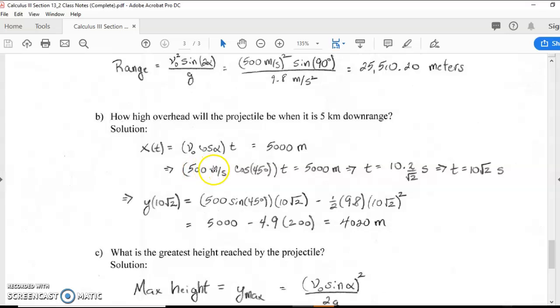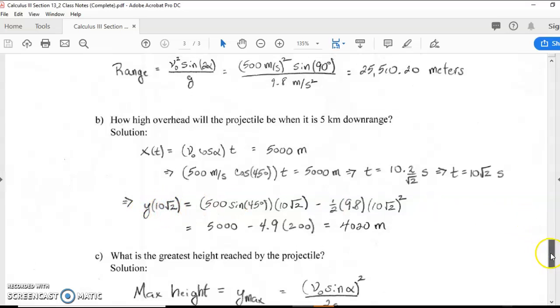So that's 500 meters per second times the cosine of 45 degrees times t equals 5 kilometers, the same as 5,000 meters. Since I've worked in meters up here, I've got to still work in meters. So simplifying that, t is 10 times 2 divided by root 2 seconds, or 10 root 2 seconds. So how high overhead the projectile will be is what its y value is at that time. So y at 10 root 2.